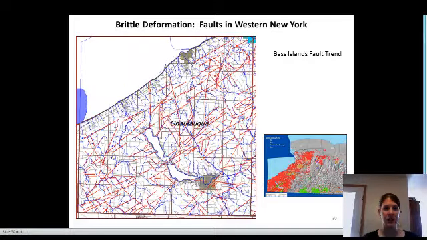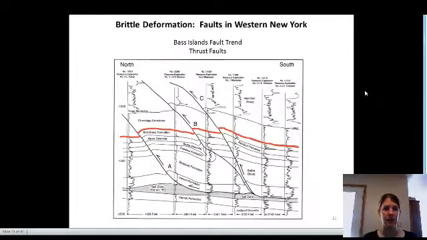So this is just looking at the Bass Island fault trend, so you can see that northeast trend that they have. And this is a geologic cross section of the Bass Island fault trends and thrust faults. This just shows you 3 different thrust fault systems right within this, I think it's like 4,000 foot range.